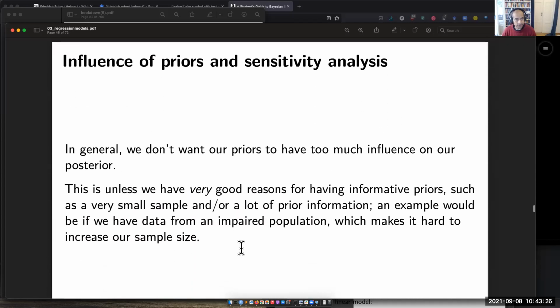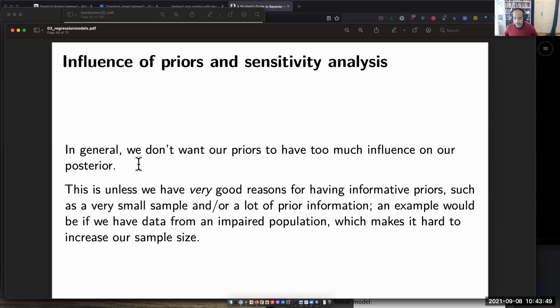Right. So as a general rule, we do not want our priors to have too much influence on the posterior. Usually that is true. We generally want to define uninformative priors. However, there can be cases where you want to use informative priors. Those cases would be when you have very little data.